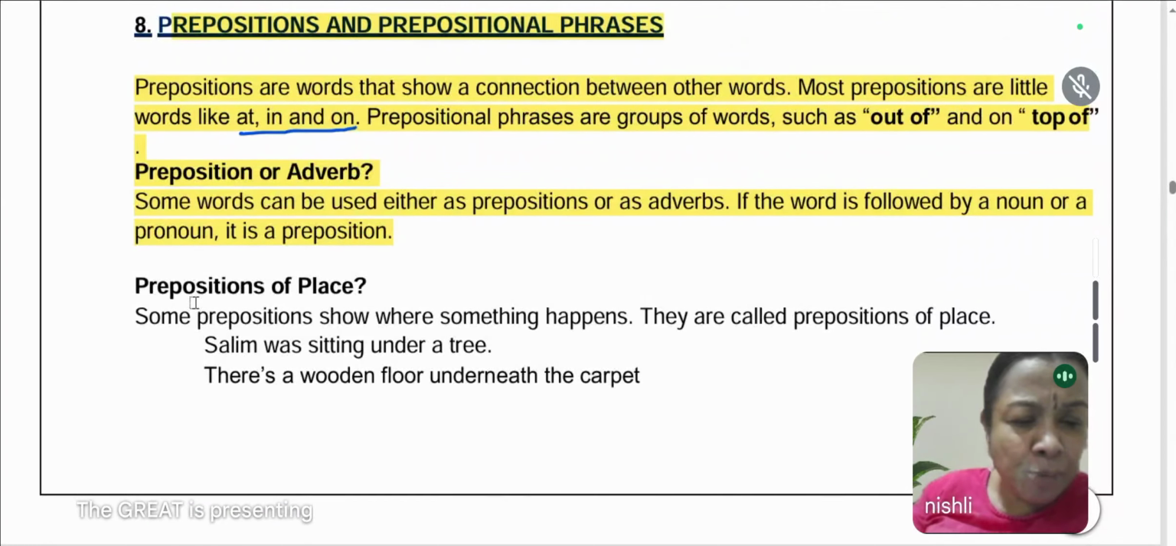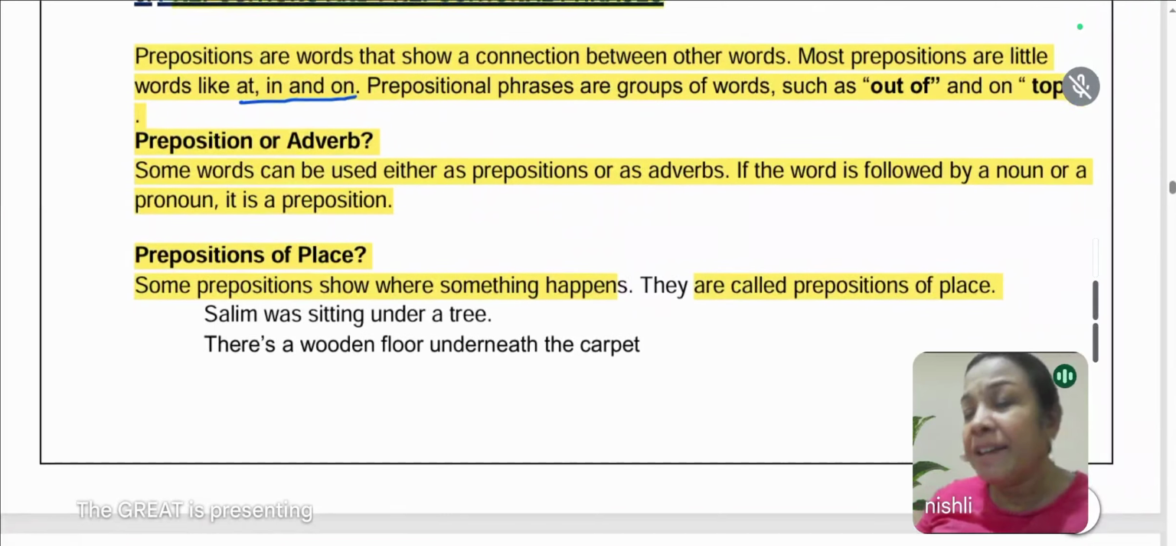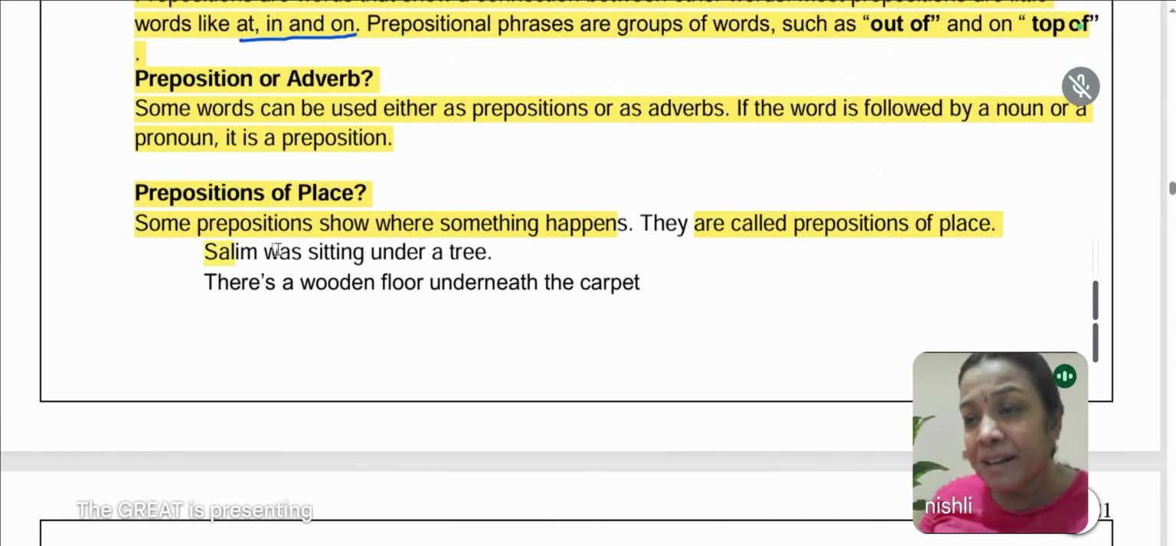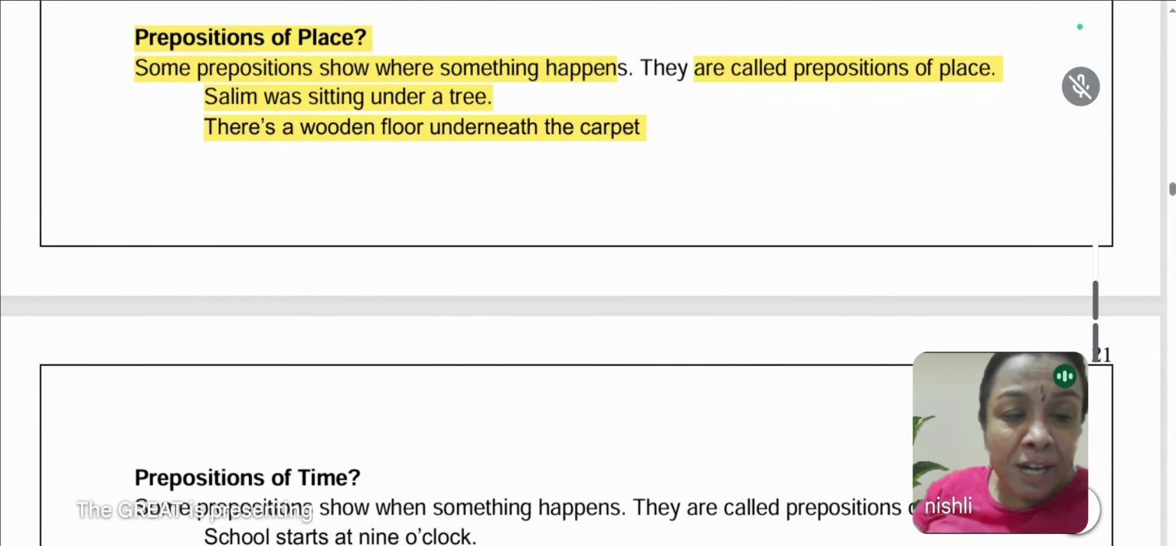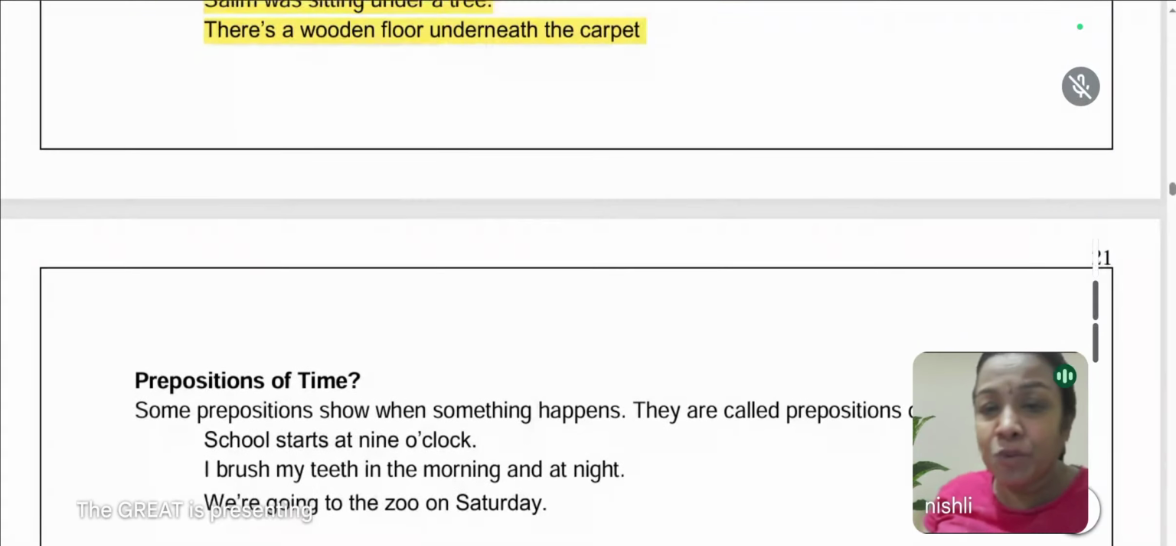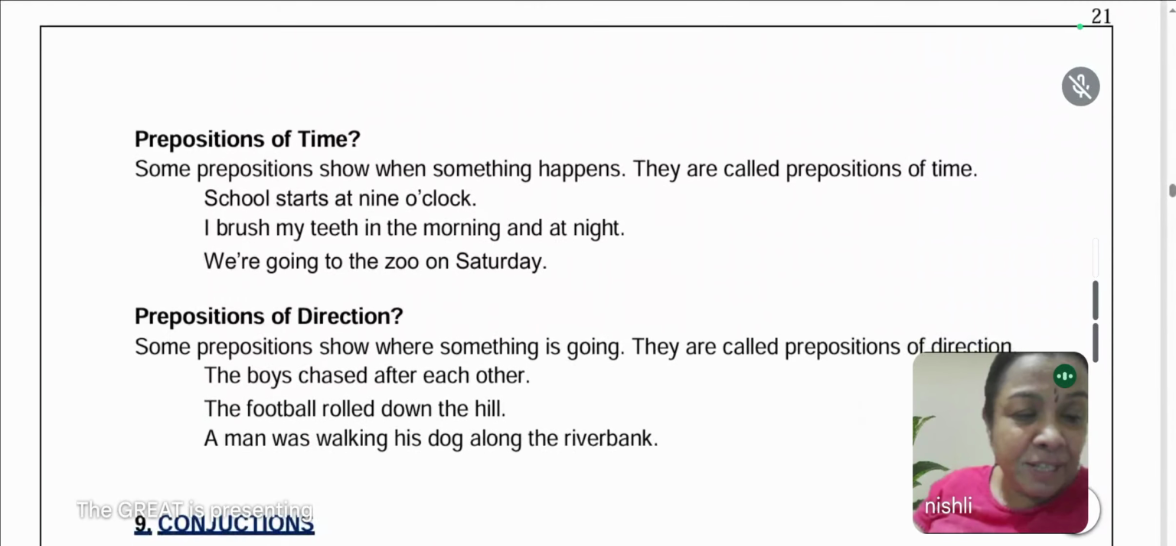Next is prepositions of place. Some prepositions show where something happens. Here we see, Salim was sitting under a tree. Where was he sitting? He was sitting under a tree. So under is the preposition here. As we saw, there are different adverbs; similarly, there are plenty of prepositions. There's a wooden floor underneath the carpet. Underneath is the preposition there.